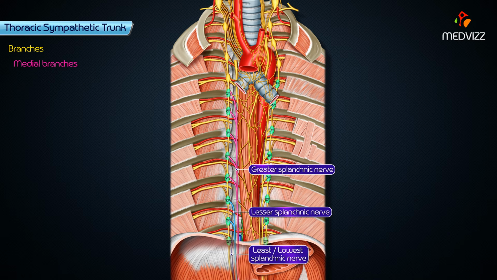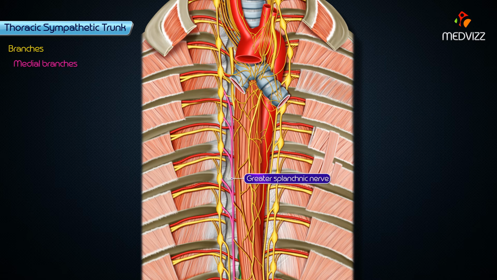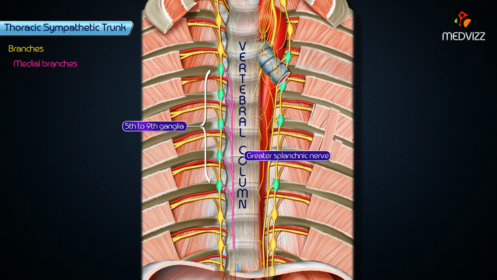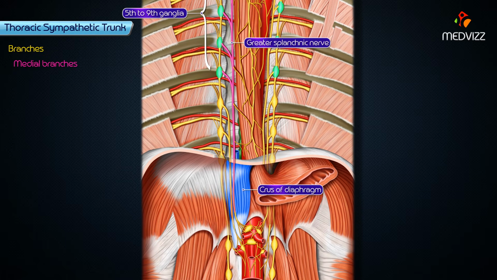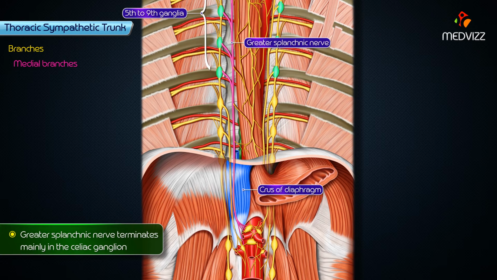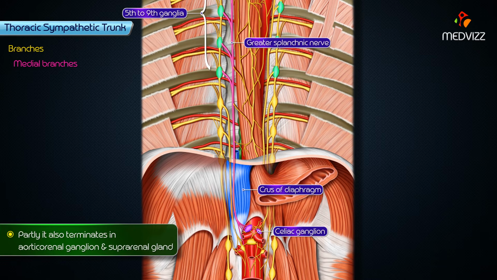Greater splanchnic nerve. It is formed by the preganglionic fibers arising from the 5th till the 9th ganglion. It descends obliquely on the vertebral bodies, pierces the corresponding crus of the diaphragm, and terminates mainly in the celiac ganglion. Partly it also terminates in the aorticorenal ganglion and suprarenal gland.